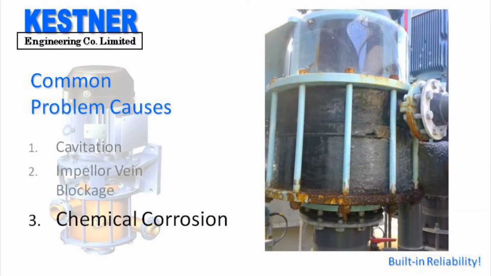Thirdly, chemical corrosion. This happens when chemicals are pumped that the unit has not been designed for, namely materials of construction. It is very important to disclose all the chemicals and their strengths to KESTNER at the beginning of the quoting process. This will avoid this type of pump failure.